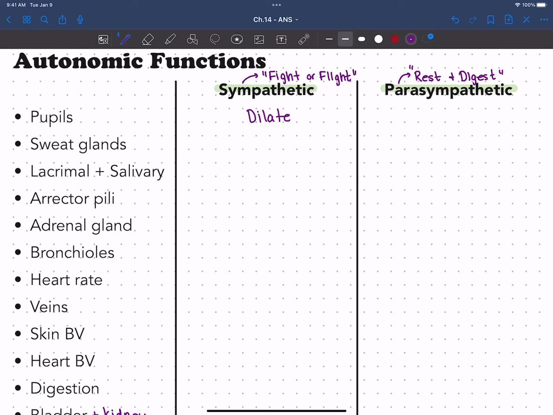You need as much light and as much visual information during a fight or flight situation as possible. The pupil is dual innervated, and the parasympathetic nervous system would cause it to constrict. That would be part of the resting part of rest and digest.